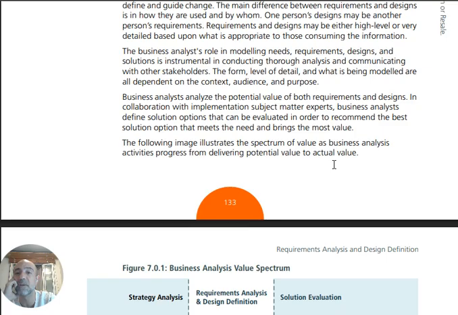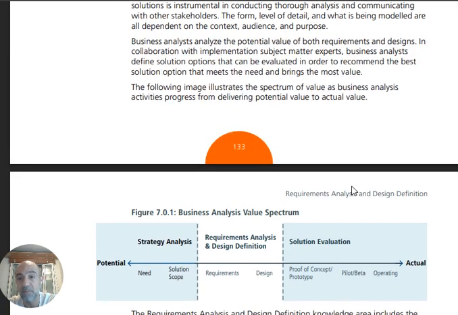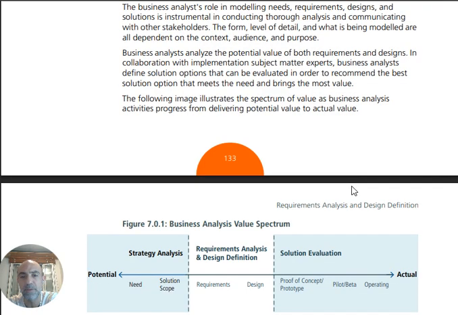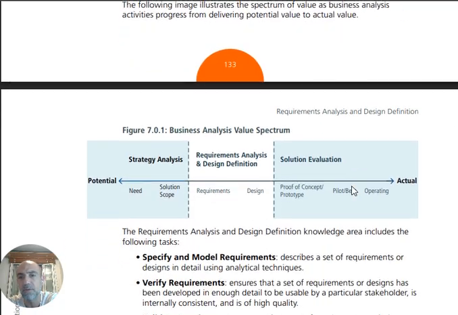Business analysts analyze the potential value of both requirements and designs in collaboration with implementation subject matter experts, naturally. Business analysts define solution options that can be evaluated in order to recommend the best solution option that meets the need and brings the most value. That's where we kind of have to take a decision, right? The following image illustrates the spectrum of value as business analysis activities progress from delivering potential value to actual value.